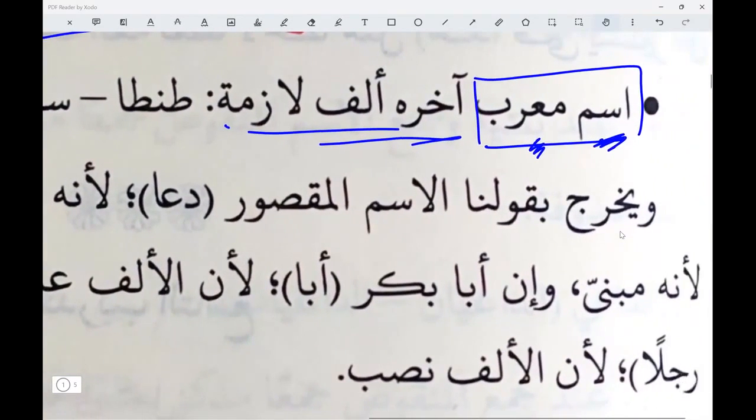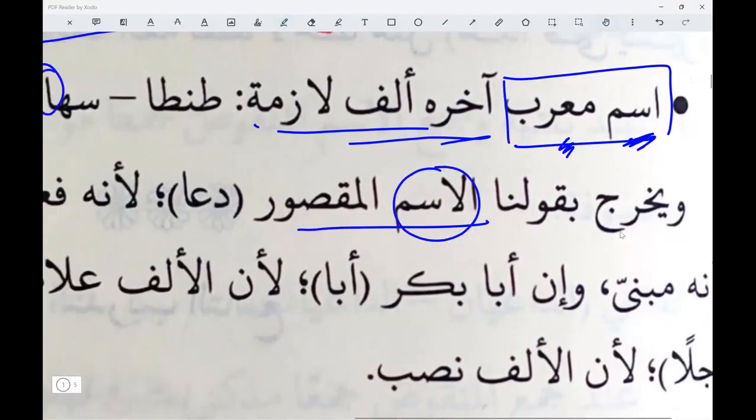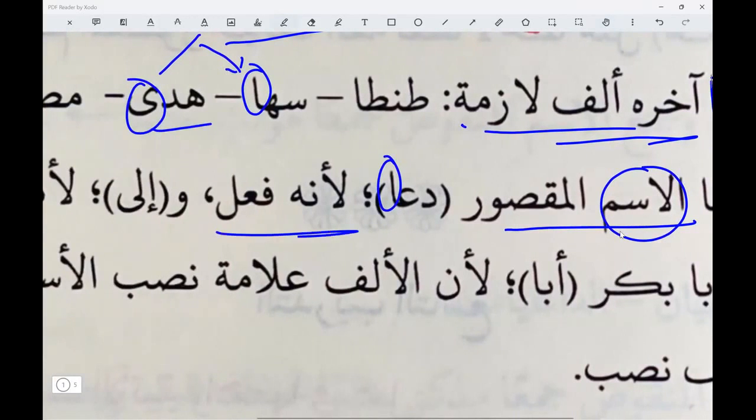Okay, so he's clarifying that by saying ismul maqsur, what goes out is the word da'a. So da'a does not fall under ismul maqsur. But you might say, what do you mean? Oh, I have an alif here. Why? لِأَنَّهُ فِعْل. Because it is a verb. Get it? Even though we have the alif at the end, it is not al-ismul maqsur because it is not an ism, it is a verb.